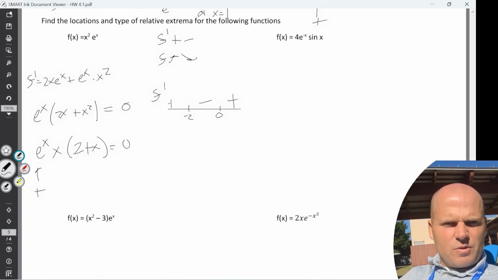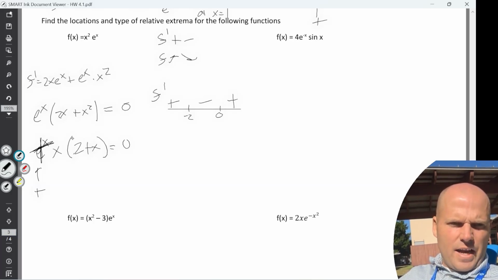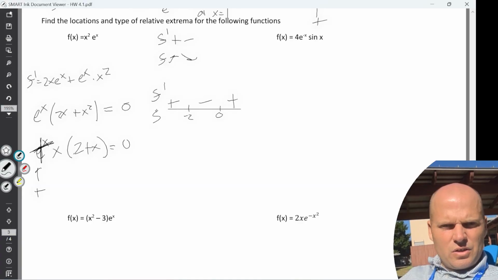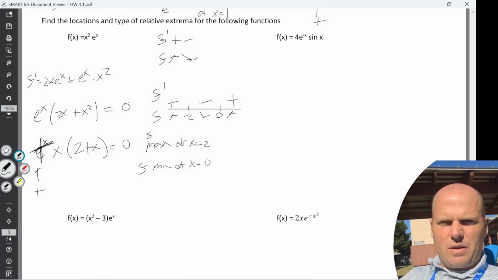I'll have positives, negatives, positives. Plug in 3, positive, positive. This is positive. No solutions from that. It's just positive. Plug in -1, negative, positive, positive, negative. Plug in -3, negative, negative, positive, positive. So there we go. F has a max at x equals -2. F has a min at x equals 0.